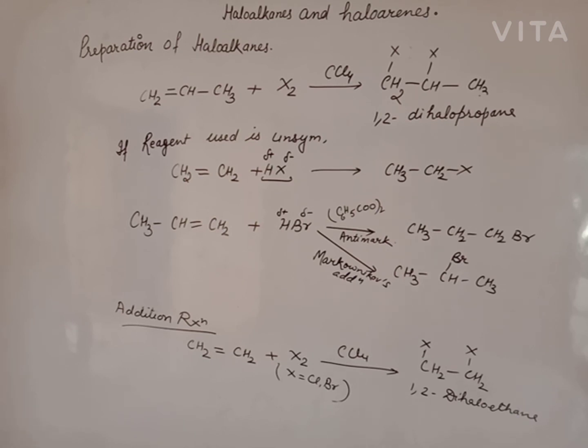Markovnikov addition says the negative part of the attacking reagent goes to which carbon? That carbon which has less number of hydrogen atoms. And in anti-Markovnikov, the negative part goes on that carbon of the double bond which has a large number of hydrogen atoms. This simple concept you must apply in your exam and your answers will be correct.